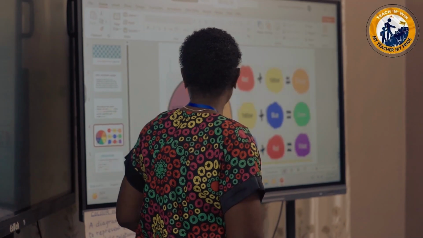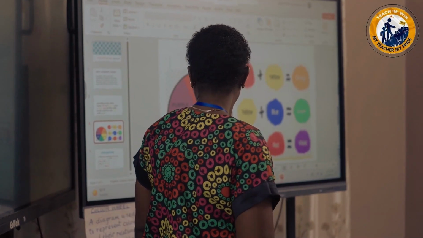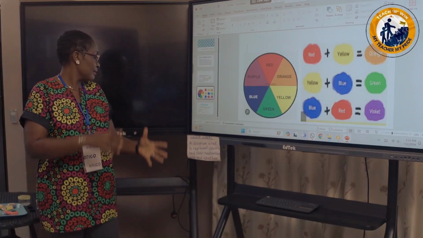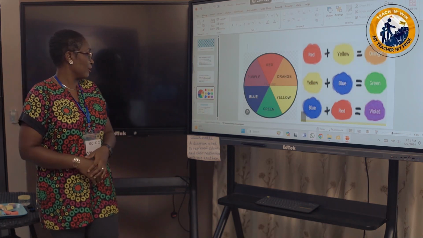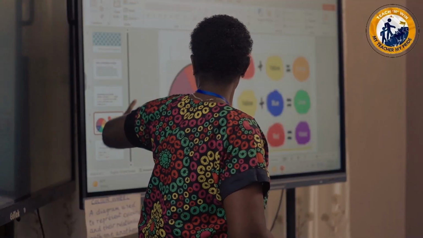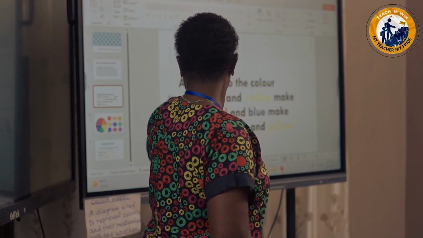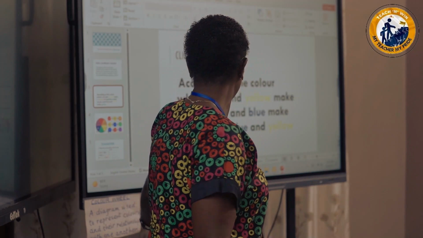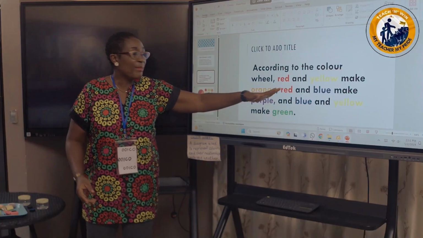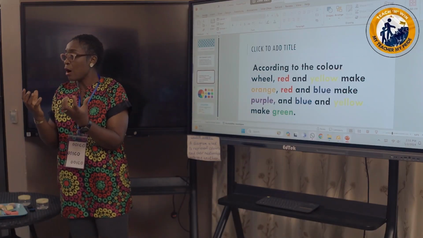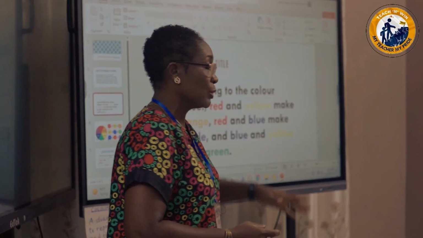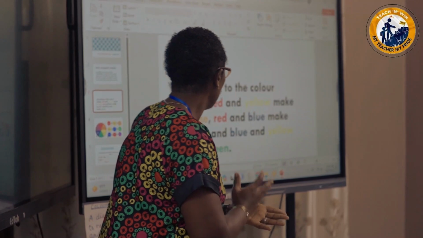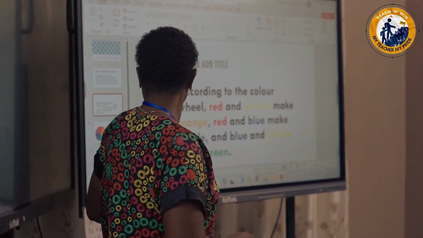Okay? So let's see a color wheel. This is a color wheel. It's a diagram that is used to represent relationships between one color and the other. Before we go further, according to this color wheel, when you mix red and yellow in equal proportion, you get orange. And when you mix red and blue, you get what? Purple. And when you mix blue and yellow, you get green.